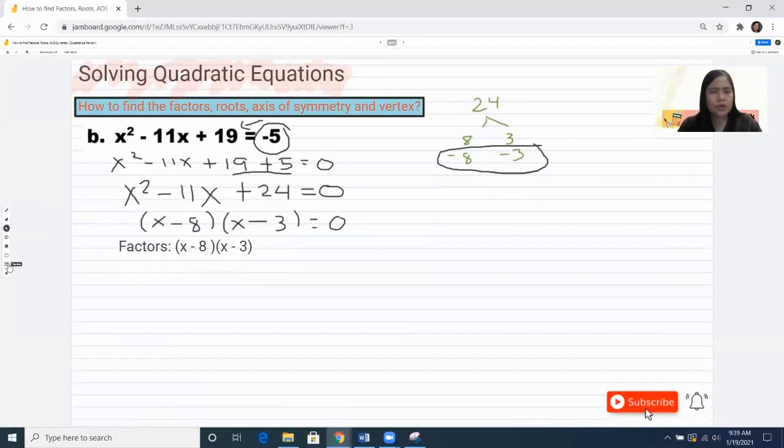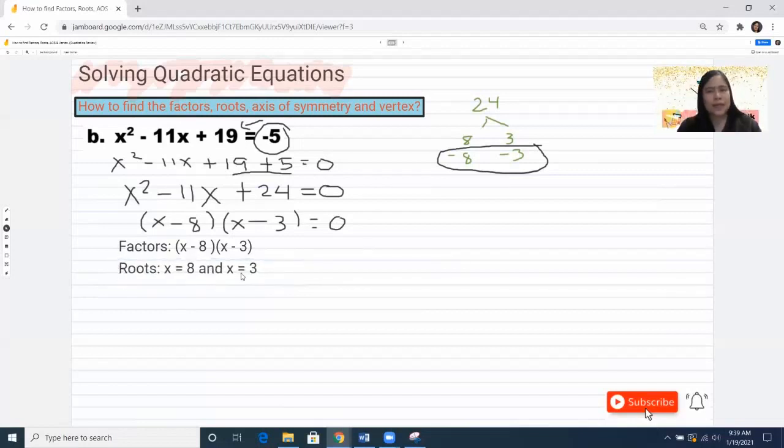Next, we're going to look for the zeros, or the roots. Roots and zeros are just the same. So the roots are the opposite ones. In roots, we'll write the answer x is equal to +8, from -8, since we're moving it across the equal sign. And the other root is x is equal to +3. Both are positive because in the factors, they are negative. Don't get confused on that, okay?